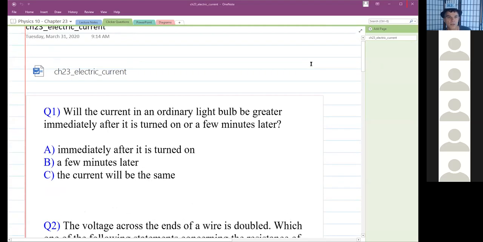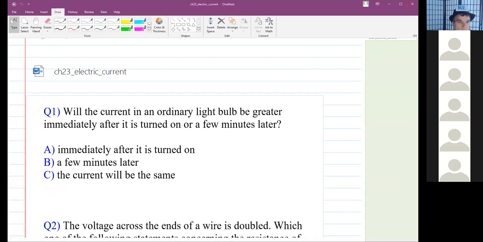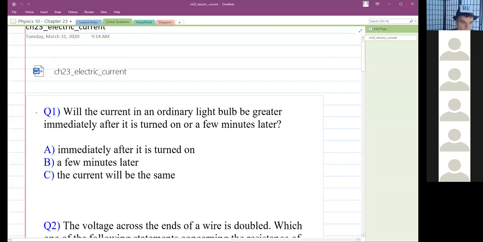So the clicker question is this first one. Will the current in an ordinary light bulb be greater immediately after it is turned on or a few minutes later? So, an ordinary incandescent light bulb, you flip the switch and turn it on. The question is, will the current be greater immediately after it's turned on, a few minutes later, or will it be the same in either case?